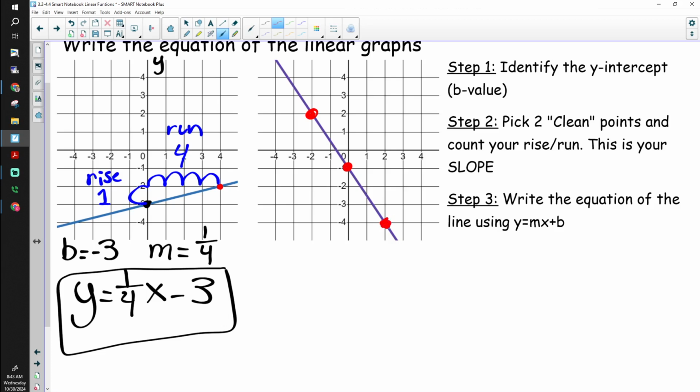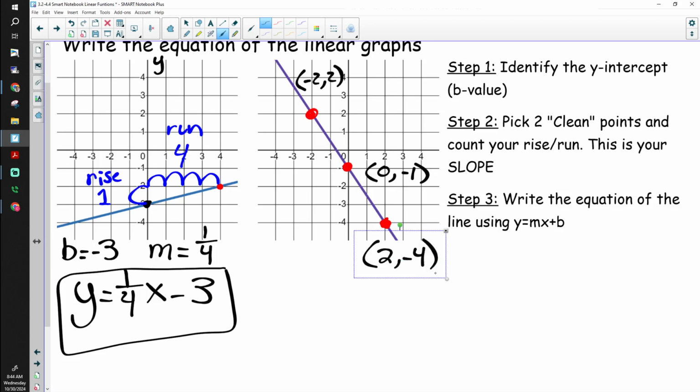I put it on 3. All 3 of these are pretty points. We only need 2. But there were 3 to pick from that I can see on my graph. We're just going to pick 2 of them. Okay? This is the point negative 2, 2. This is the point 0, negative 1. And this is the point 2, negative 4.